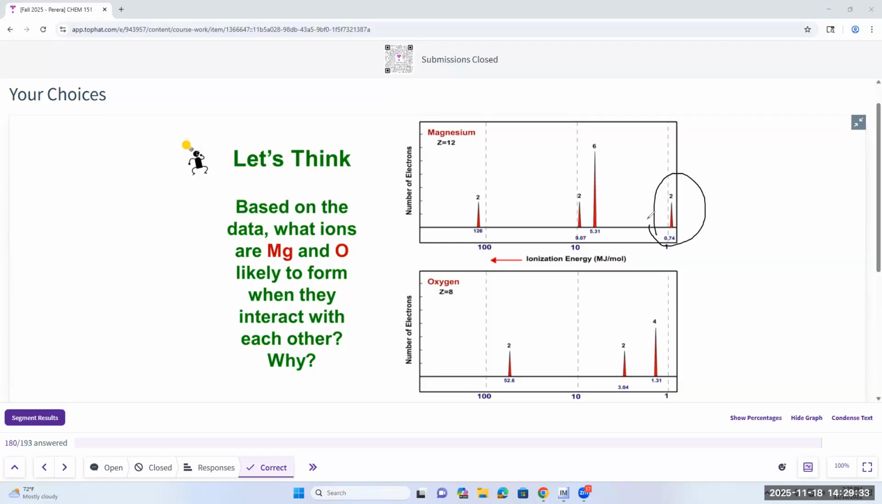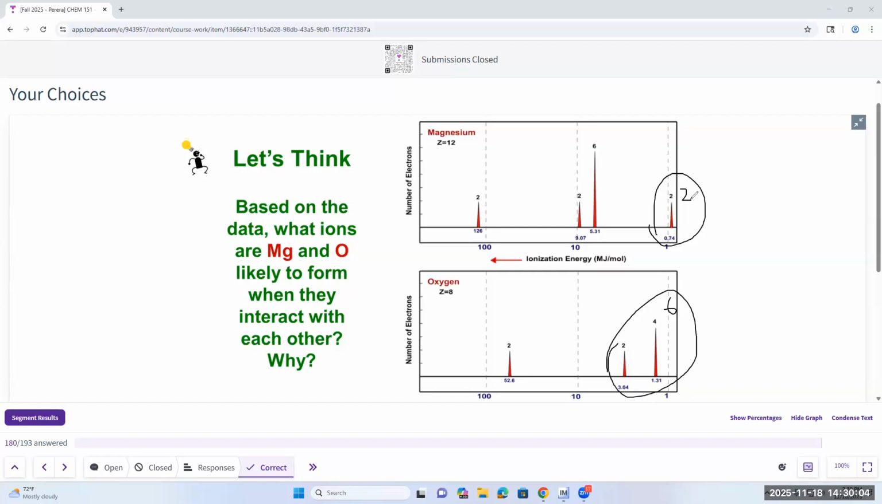One more time, the Holy Grail is to become noble. They all want to become noble. How can they achieve that? The easiest way, that's what they're going to follow. Now you see that if we know the number of valence electrons, this is 6, this is 2, we can predict what charge they are going to form in an ionic compound.